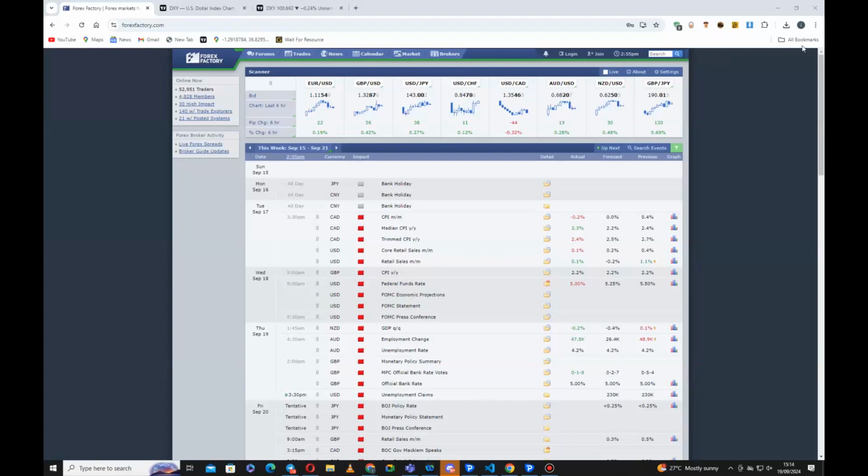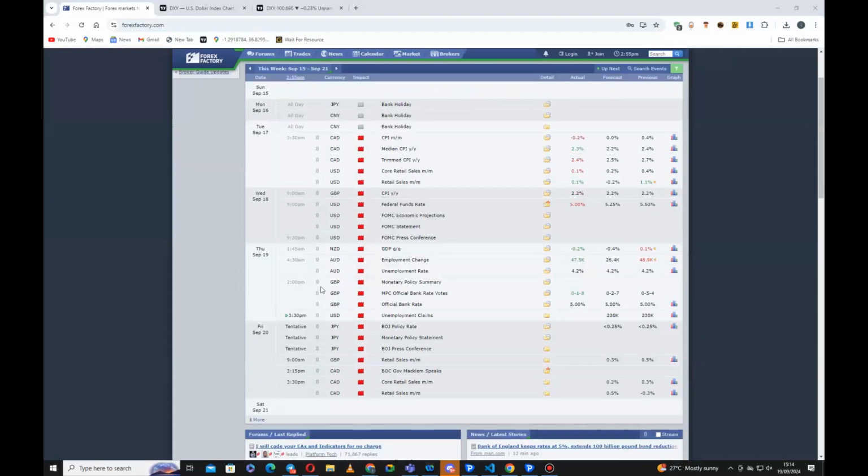Nevertheless, today is Thursday. The only news we have left, according to my time, is unemployment claims. GBP news on interest rates came out and was unchanged, but that was not the issue.